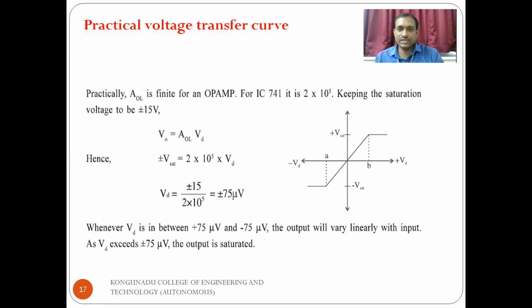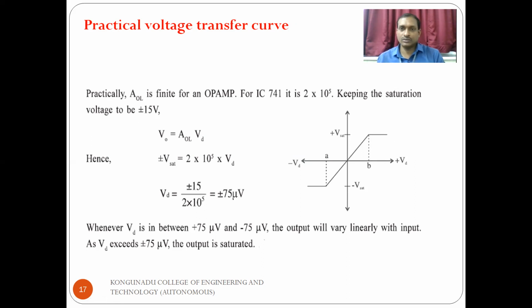Whenever the input VD varies between plus 75 microvolt and minus 75 microvolt, the output will vary linearly with the input. So this portion shows the linear characteristics. If the voltage exceeds plus or minus 75 microvolt, the output is saturated. So this portion shows that the output is saturated. After points A and B, the output is saturated. So this is the practical voltage transfer curve.